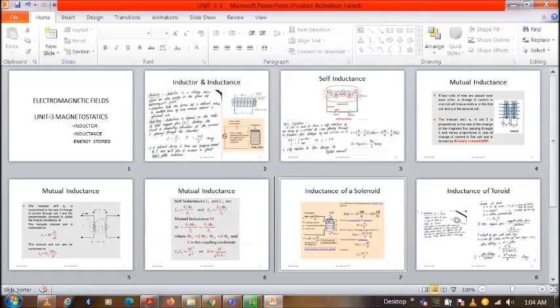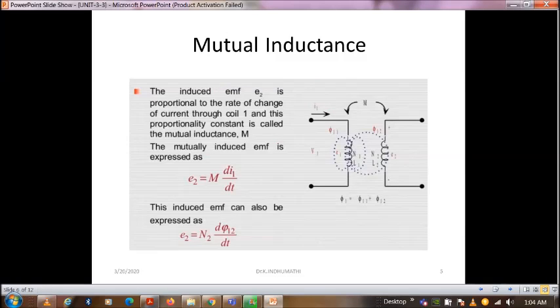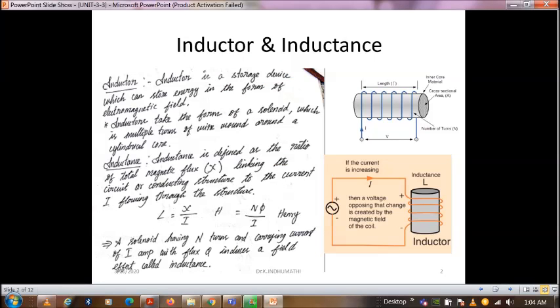In this video we have to see about inductor and inductance, with self-inductance and mutual inductance. So an inductor is a storage device which can store energy in the form of an electromagnetic field. We can define inductance using an inductor only.